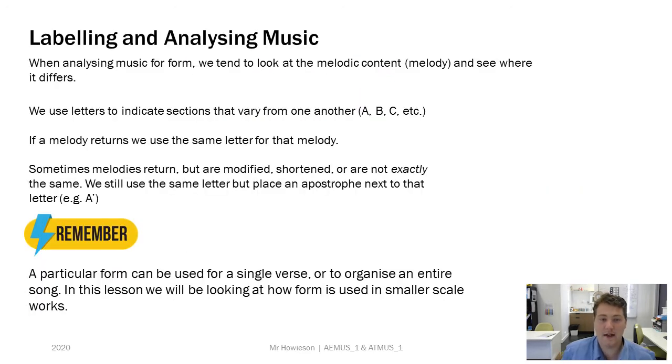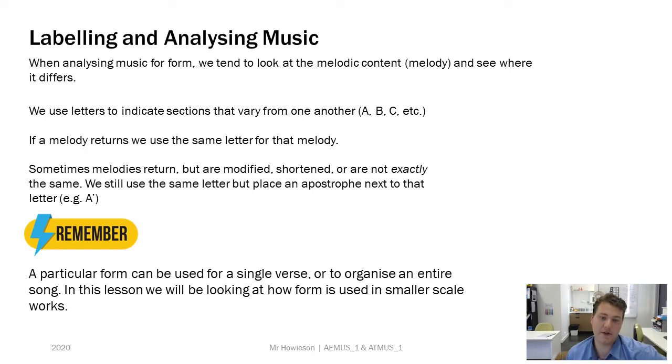So, labelling and analysing music. When we analyse music for form, we tend to look at the melody or the melodic content and see where it differs. Where it does differ, we use a different letter. So we use letters to indicate sections that vary from one to another, so A, B, C, D, all the way through to Z if you've got 26 different melodies in your piece of work.